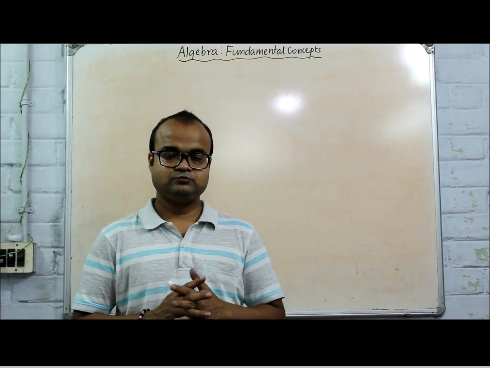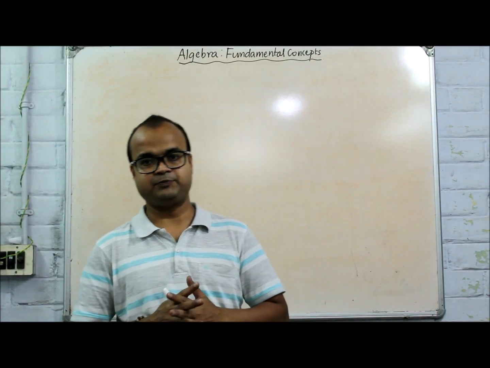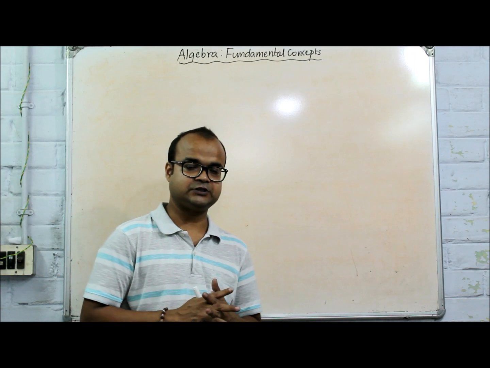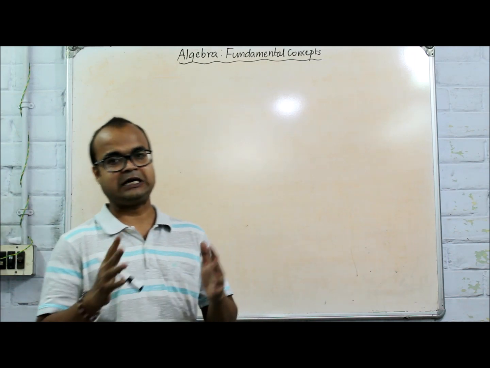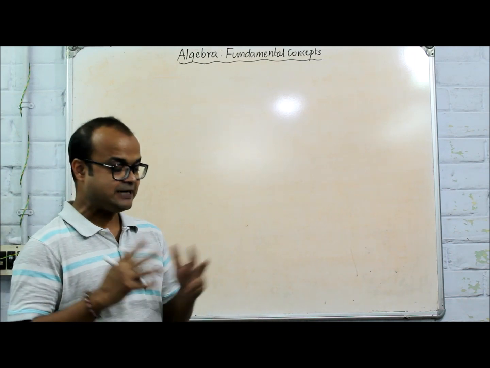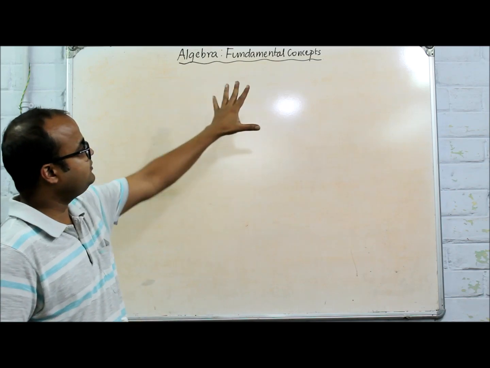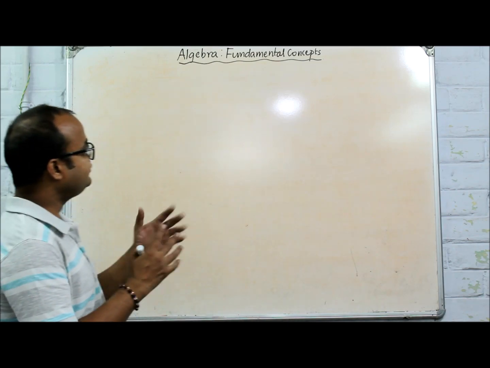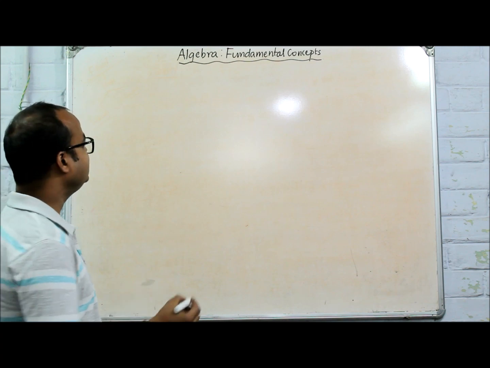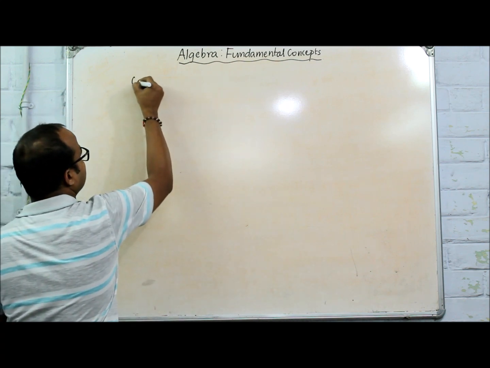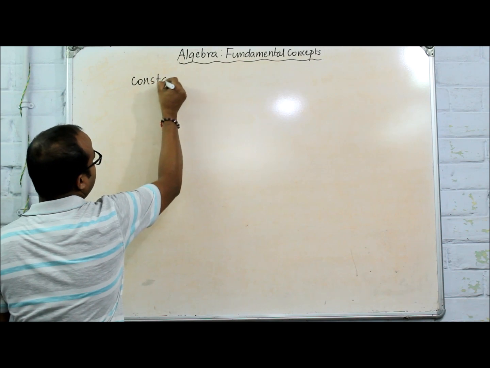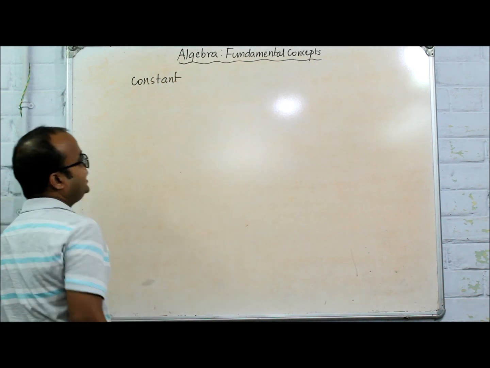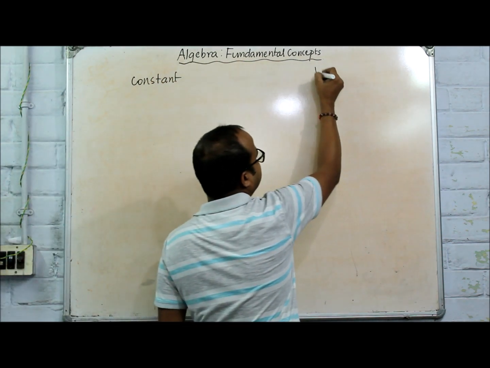Hello everyone. Today in this episode I am going to discuss algebra for class 7. The chapter I am going to discuss is fundamental concept. So to begin with the fundamental concept we need to learn two terms. What is constant and what is variable.